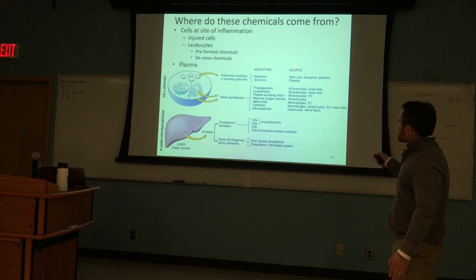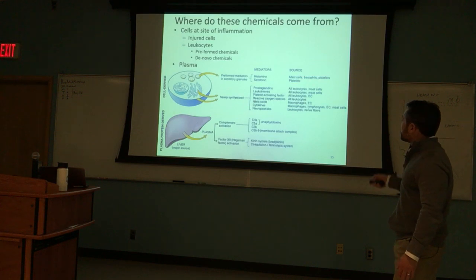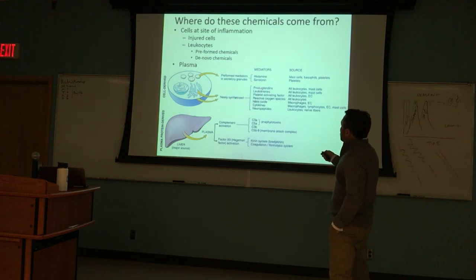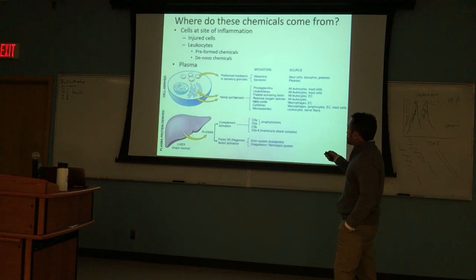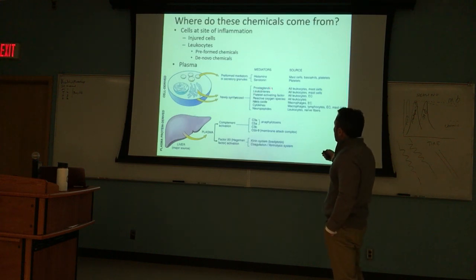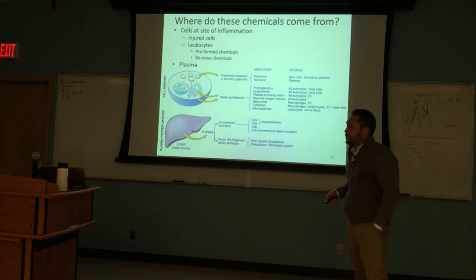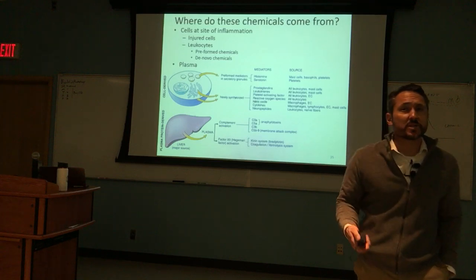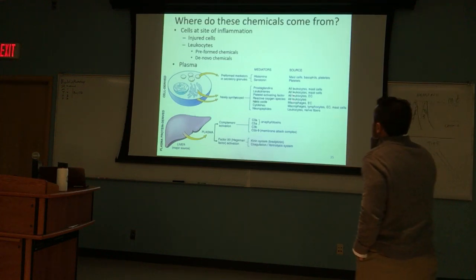You can see the sources of cells that they come from: platelets, mast cells, basophils, all found in the bloodstream. And then newly synthesized: we've got prostaglandins, leukotrienes, reactive oxygen species. These are the three that I'm going to focus on, the newly synthesized ones, because we're going to touch on them in great detail.